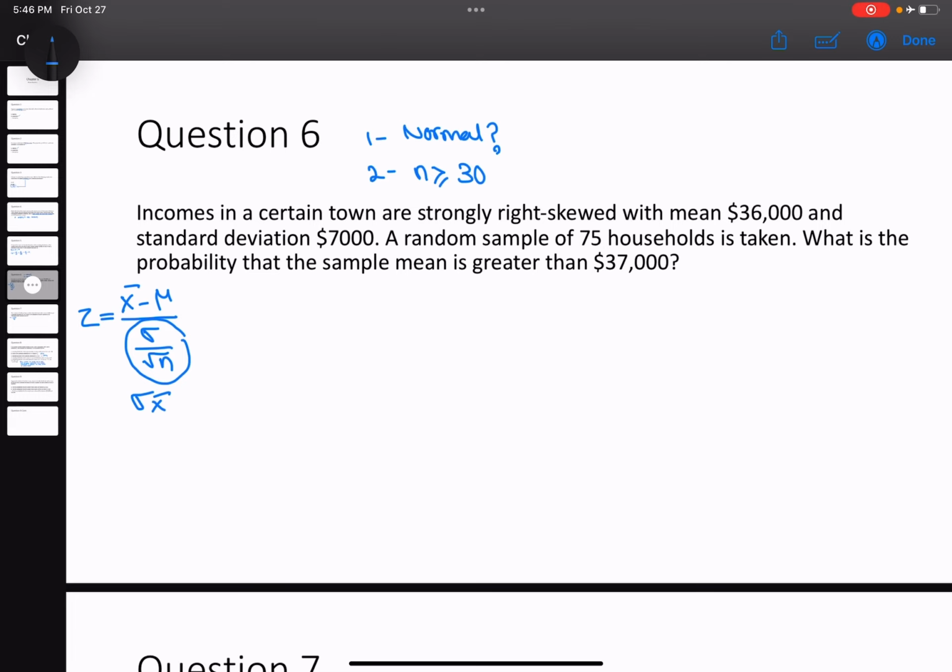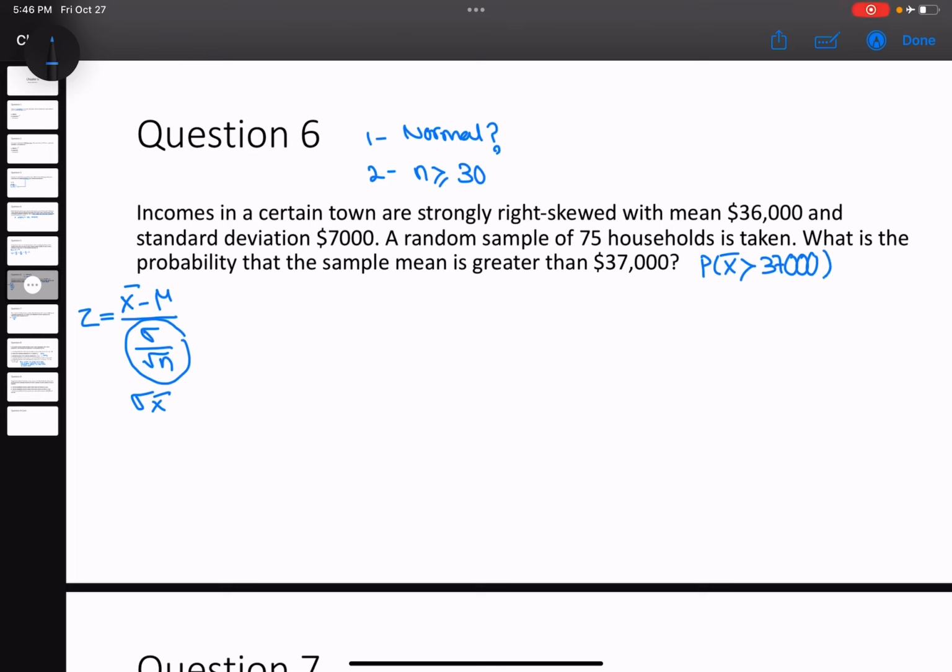Question 6. Incomes in a certain town are strongly right skewed with mean 36,000 and a standard deviation 7,000. A random sample of 75 households is taken. What is the probability that the sample mean is greater than 37,000?